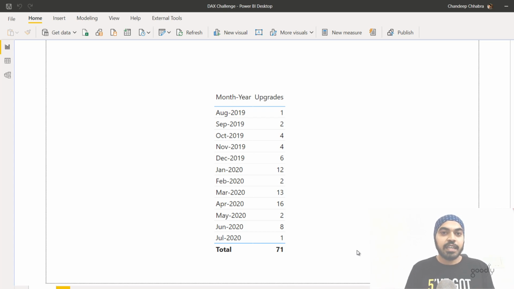Now, I will definitely give a brownie and a bonus point to everybody who just maintains the data structure as it is and solves it using just one single measure.